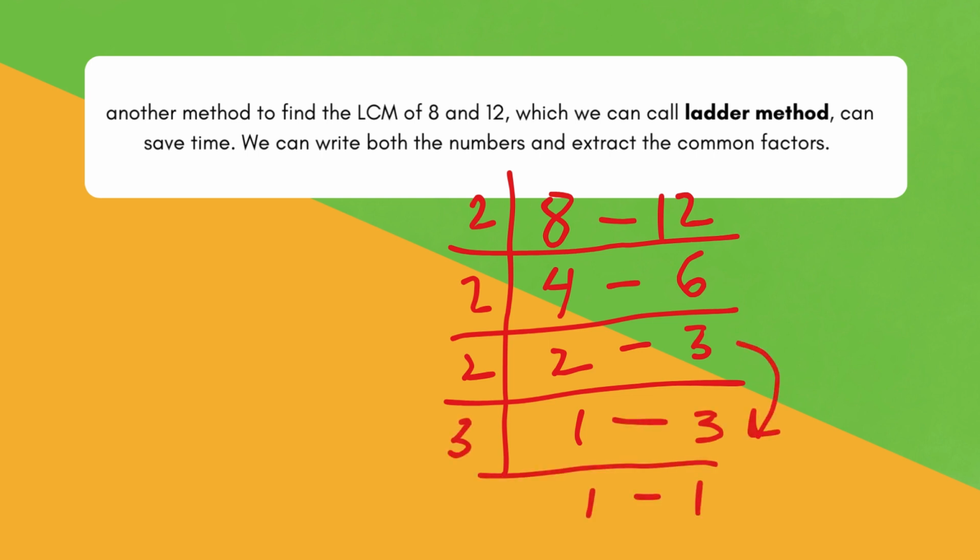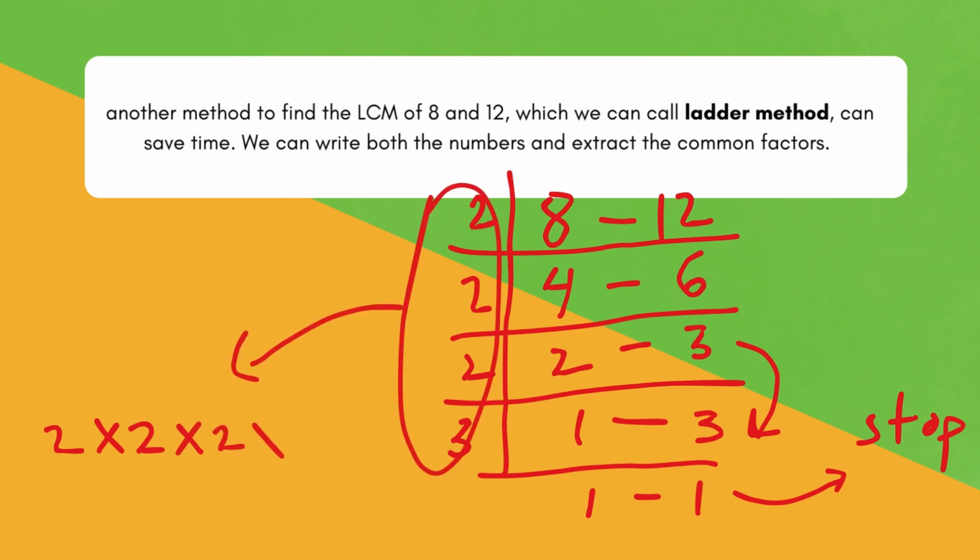We did not change 3, we shift it down as 2 is not its factor. We stop when 1 is reached, then we multiply the extracted factors. And here we go, the LCM of 8 and 12 is 24.